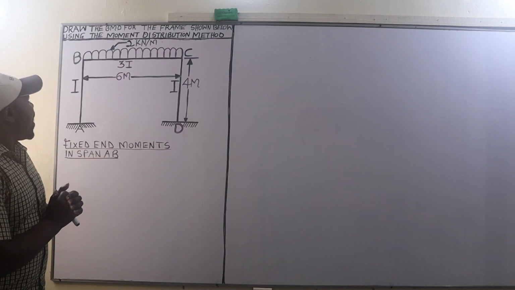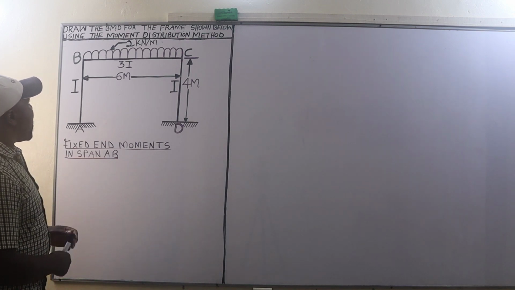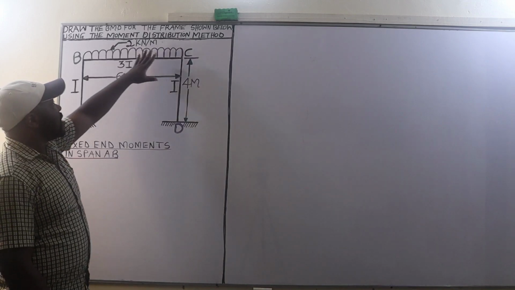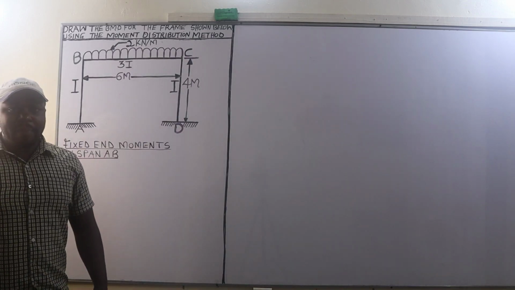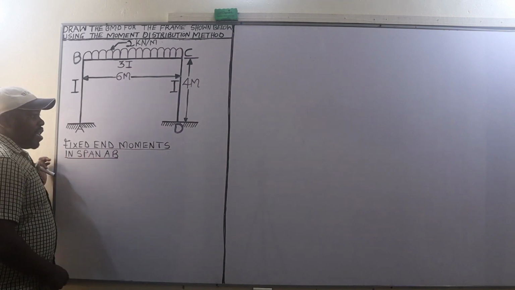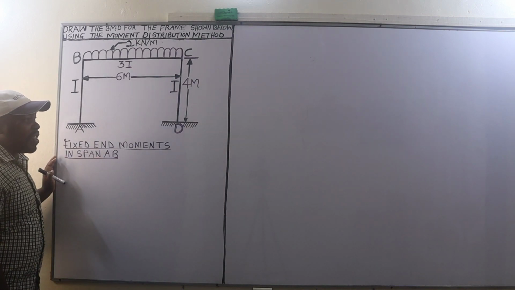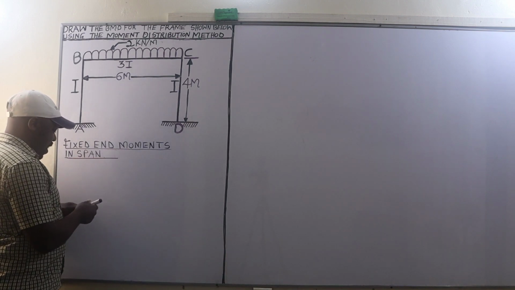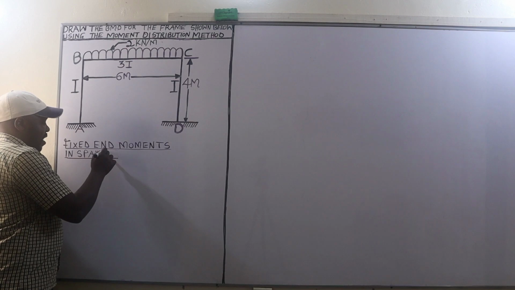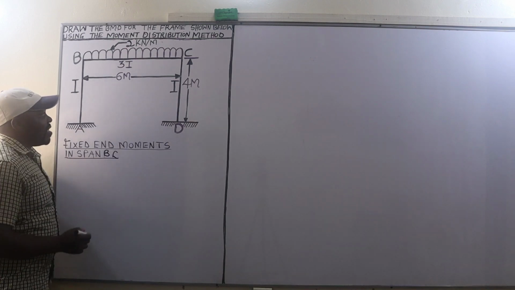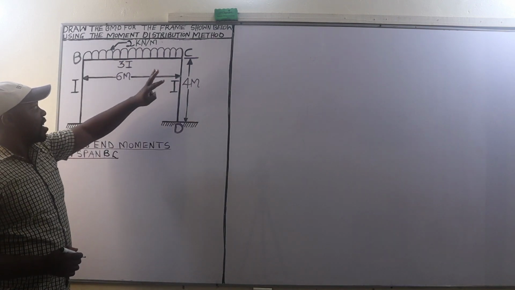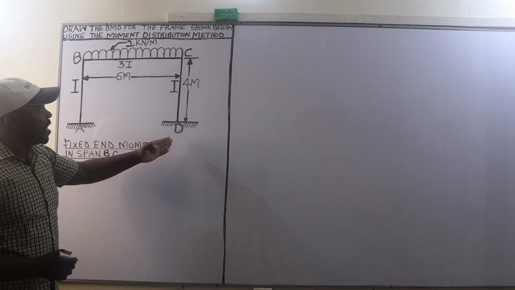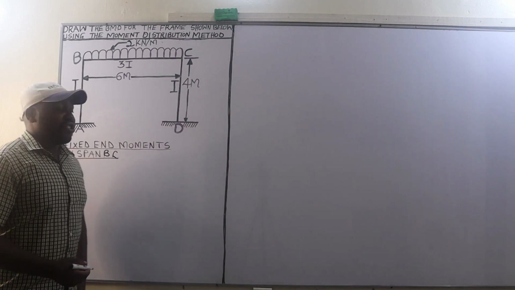Very good. So the question of the day is we are supposed to analyze this portal frame using the moment distribution method and plot its bending moment diagram. Now, we are going to begin with the fixed end moment on the span BC. Since BC is the only member that is loaded, AB is a column, it is not loaded. DC is a column, it is also not loaded.